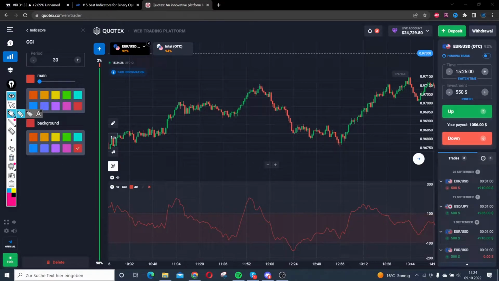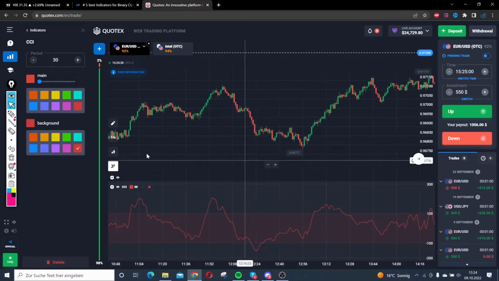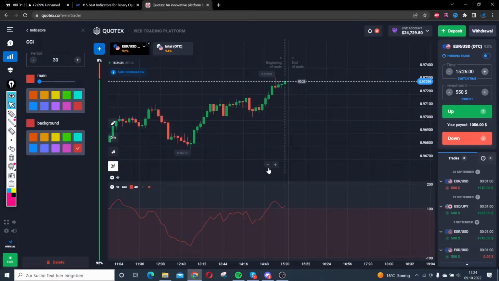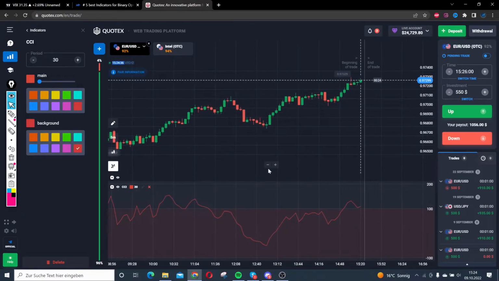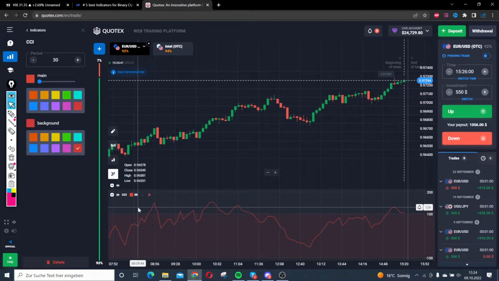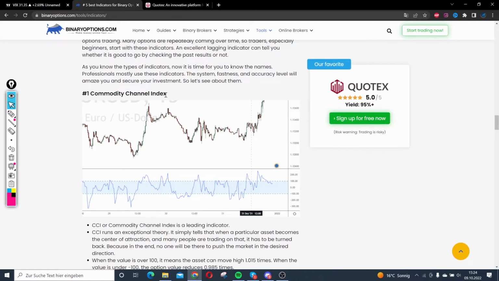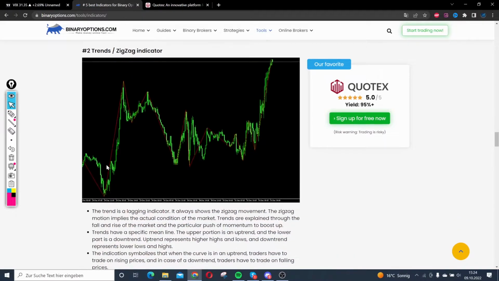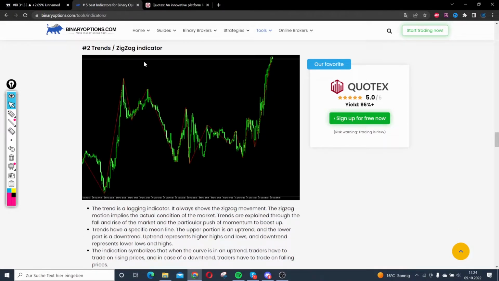So it's a basic indicator for reversals, and you can combine it, for example, with support and resistance. It works great. A good, nice indicator for analyzing the chart. Let's go to the second best indicator. This is the Zig Zag indicator. This is an indicator just to get a better overview of the chart.